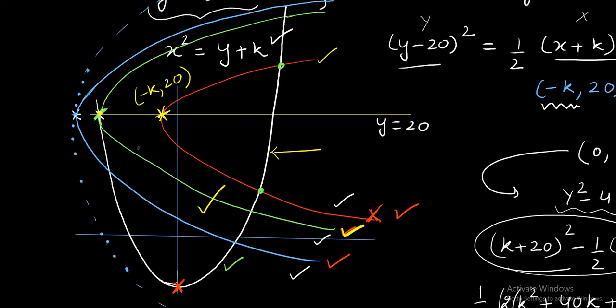See, if white and green parabolas are touching each other, then at the point of contact, let this point be P. At the point of contact P, both parabolas must have same dy by dx value. Correct, na? They must have the common tangent if they are touching each other. But look at the two parabolas. At the point P, for the green parabola, dy by dx will have the value infinite.